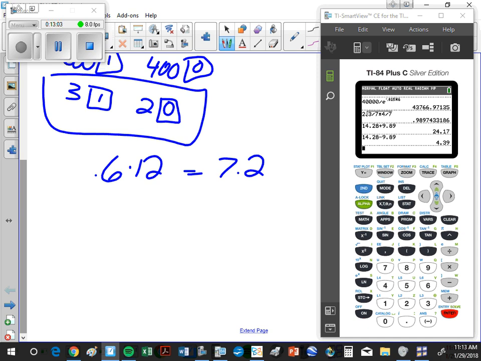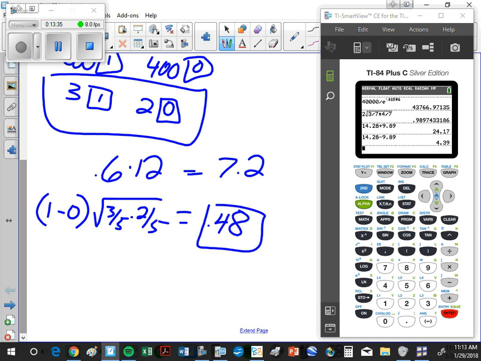Can I use the shortcut? Yes. Now, in this case, it's really obvious why I want to use the bottom box. Because the fractions are so much smaller. So it's going to be 1 minus 0, that's big minus small, times the square root of 3/5 times 2/5. Instead of 400 over 100 times 600 over 100. So that's 0.48. What does that mean? On average, the tickets in the box are 0.48 units away from 0.6.